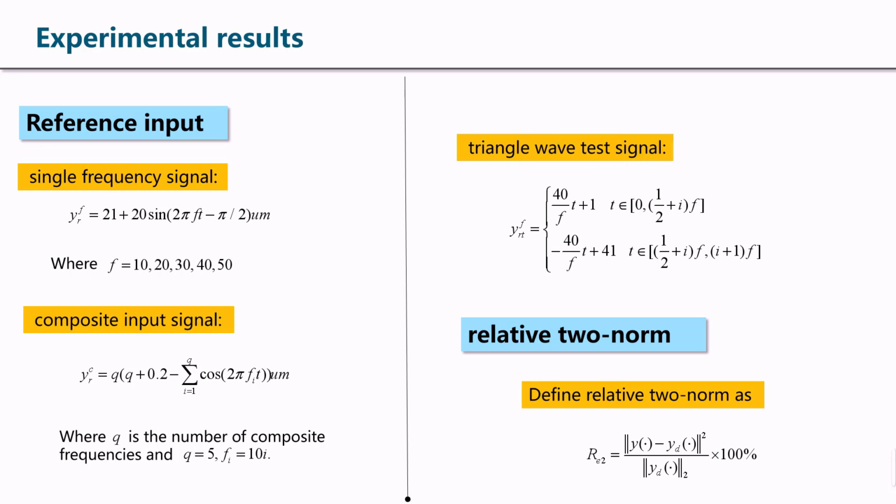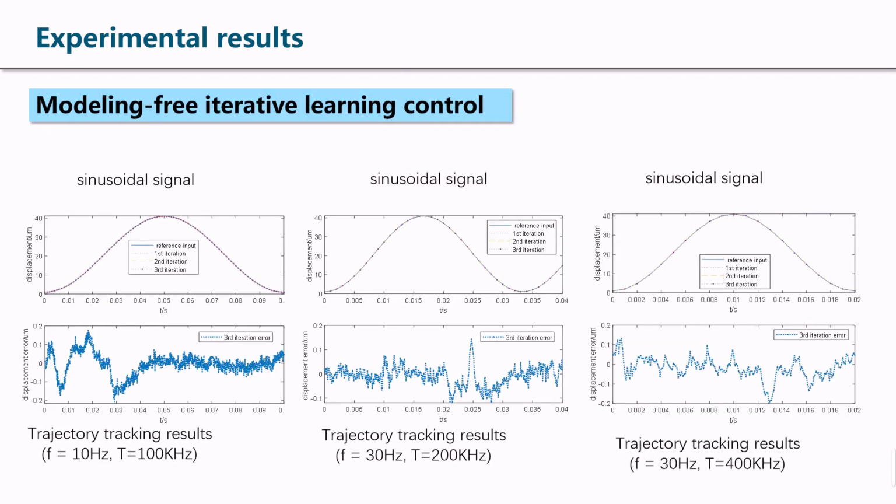The paper defines a relative error as the equation to compare feed-forward control and iterative learning control. Those pictures are experimental results of modeling-free iterative learning control. The T is the sampling frequency.